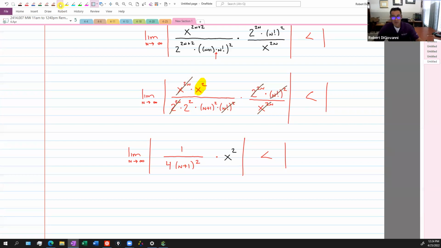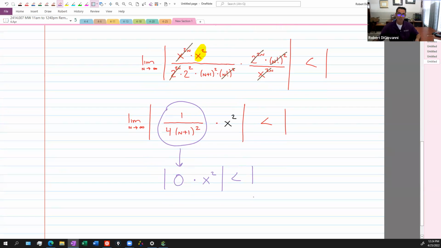That's going to 0, isn't it? Yes. Now, when we do this and we let n go to infinity, this goes to 0, times x squared, absolute value. We want that to be less than 1. Well, no matter what x you pick, if we multiply it times a number that's headed to 0, this should be less than 1, regardless of the x you pick.